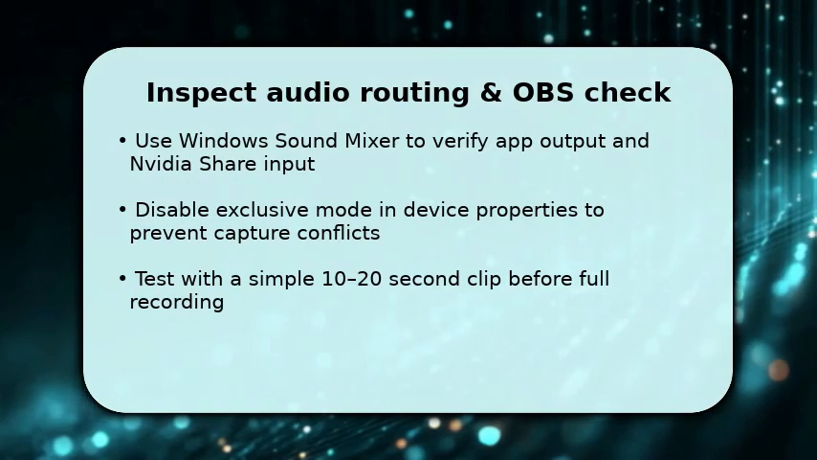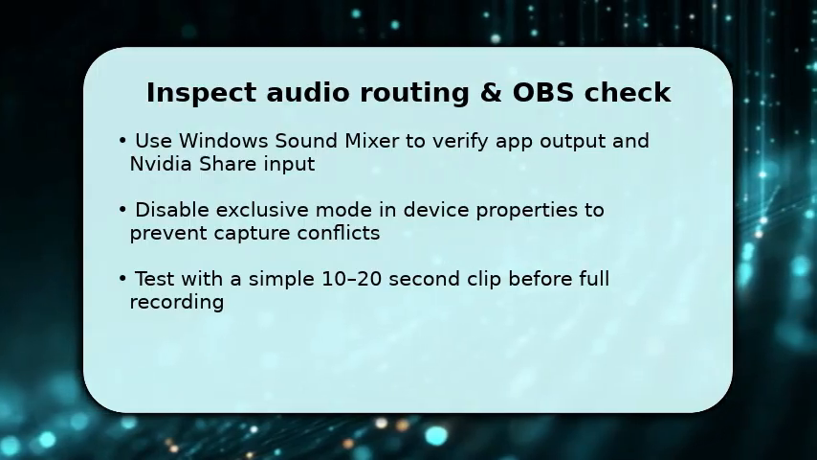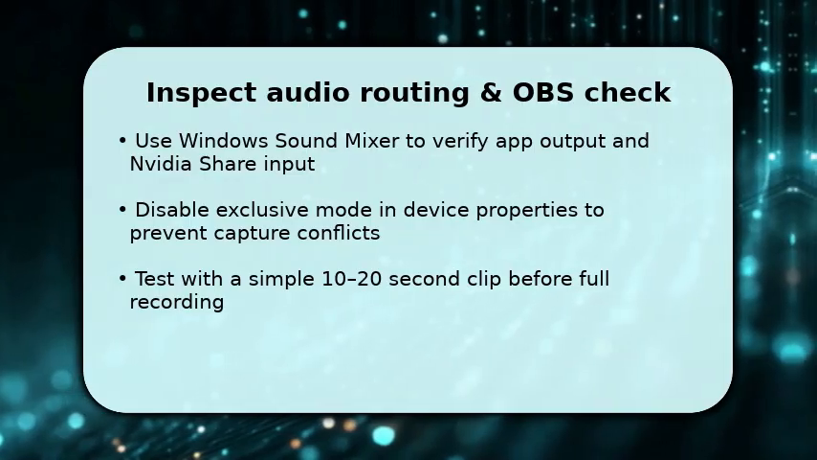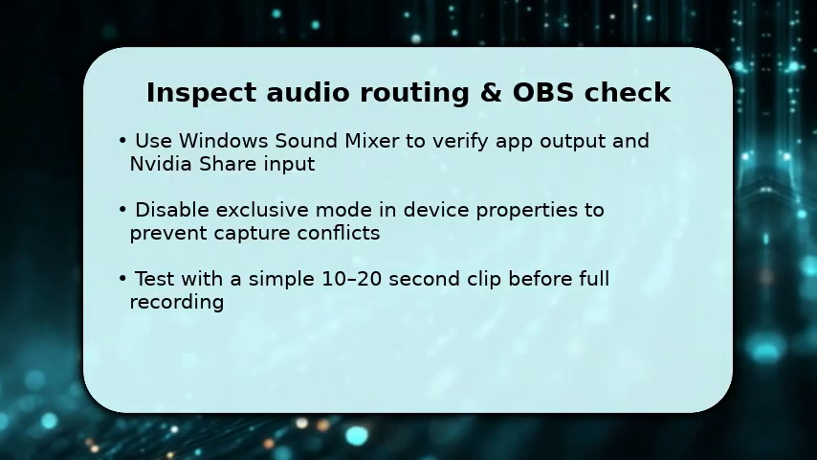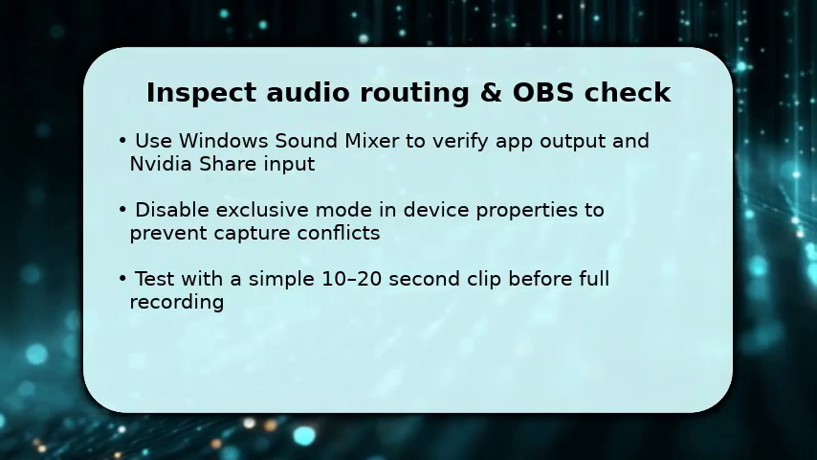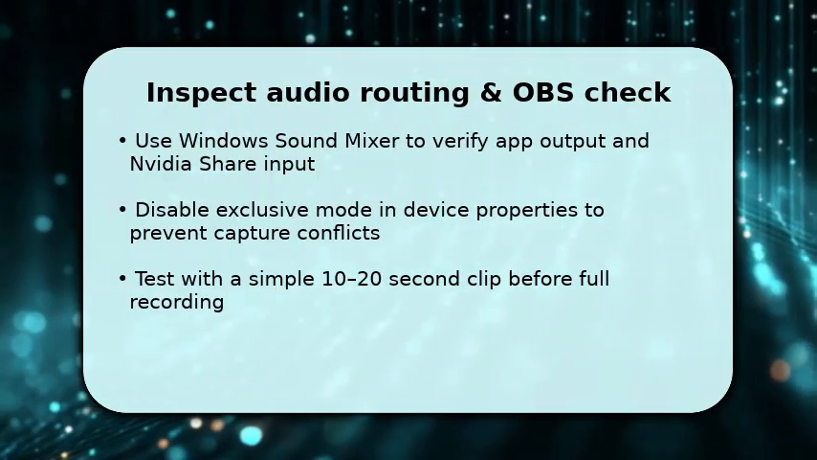Next, inspect audio routing. Open the Windows Sound Mixer and confirm the target app's output goes to the default device that Nvidia is capturing. Then open Device Properties and disable Exclusive Mode to prevent applications from blocking audio for other programs. This avoids one common silent recording cause.